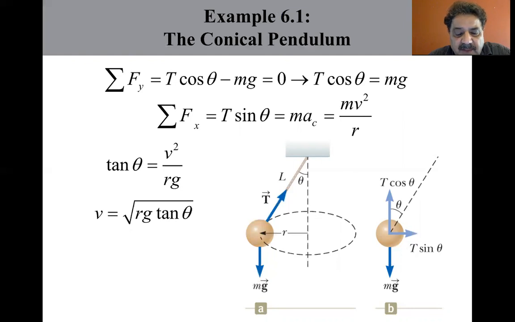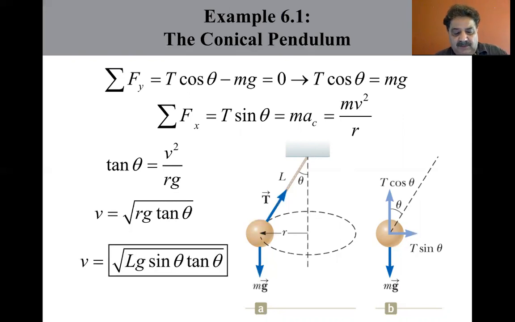being the length of the string, and the radius is equal to L sine theta. So v equals the square root of L g sine theta times tangent theta. So the R, the radial distance, is L sine theta. Okay, let's notice that the speed is independent of the mass of the ball.